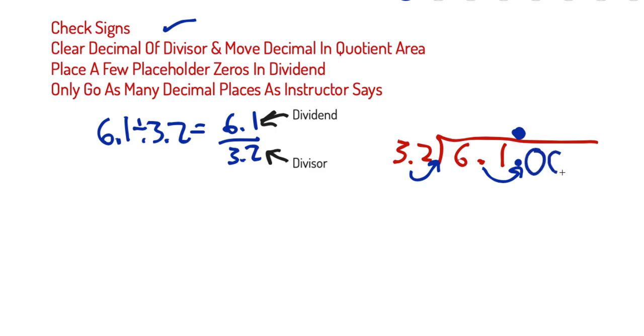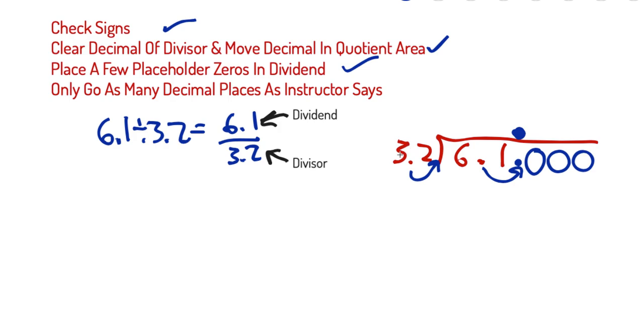And then I'm going to do a few placeholder zeros. I do one more decimal place than the instructor says because I've got to check if I'm going to round up or keep the number on that last digit. So I did step 2 and step 3 here. Only go as many decimal places as the instructor says. We'll do that when we do this example.